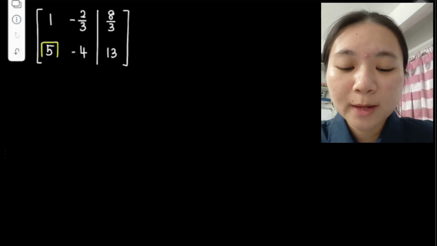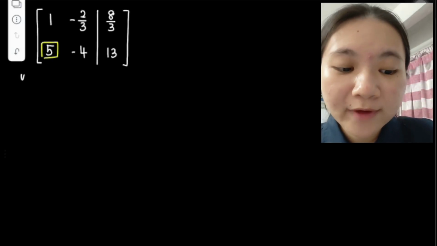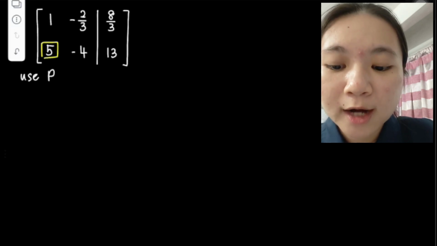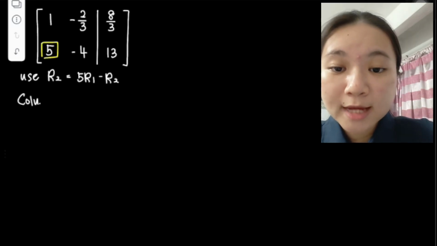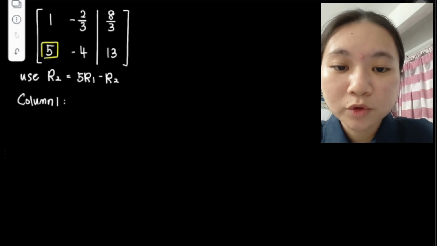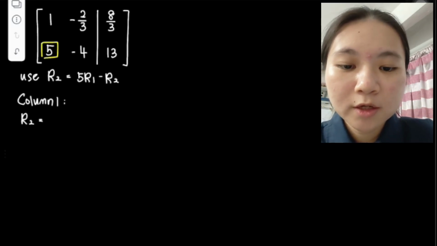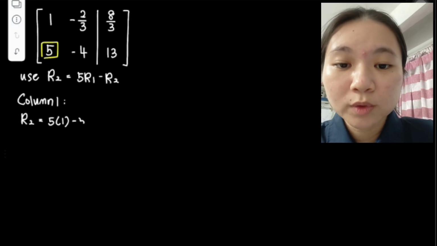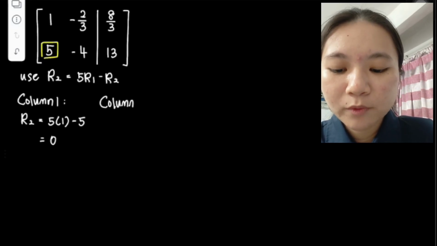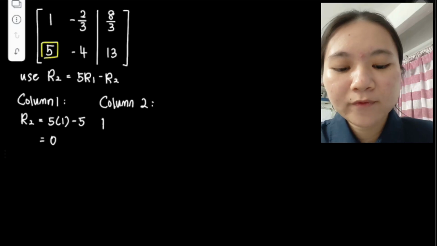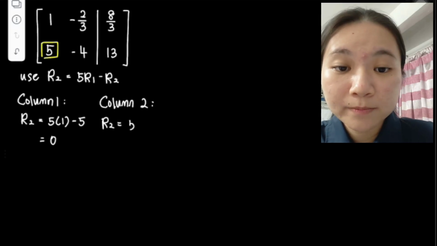Next, we focus on number 5. We need to change number 5 into 0 by using the formula R2 equals 5 times R1 minus R2. Each element in row 2 needs to use this formula. For column 1, row 2, the value is 5. Using the formula, we times 5 with 1 and minus 5, which equals 0.